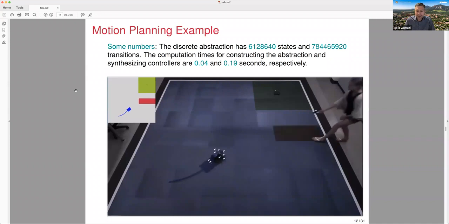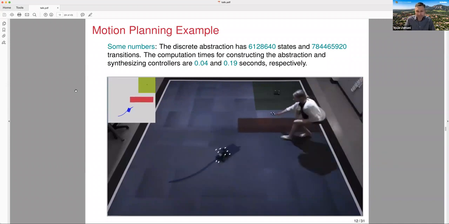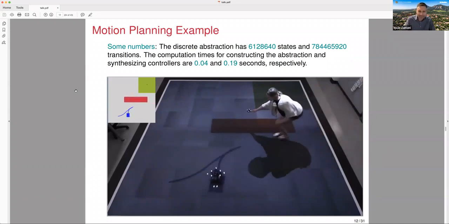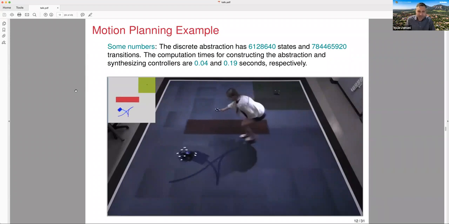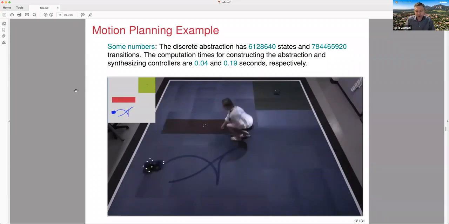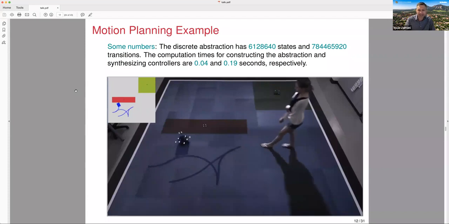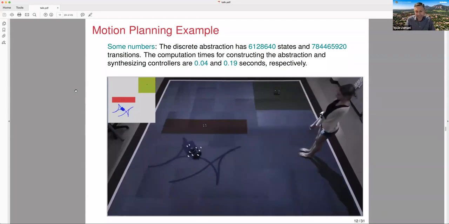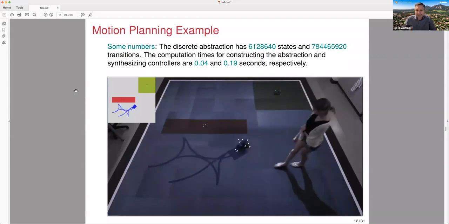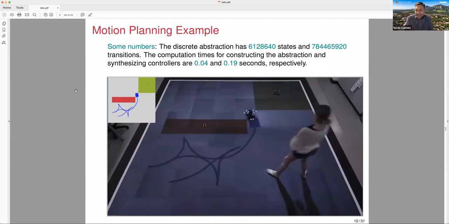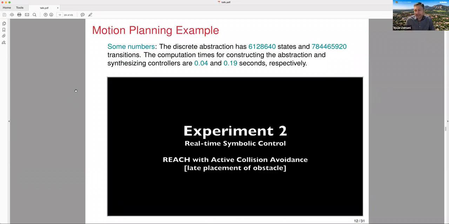So now here, Maddie is trying to make it more complex. She's moving the obstacle and trying to confuse the robot and see if the robot is able to reach the green region. And you see, because the robot is resynthesizing the controller on the fly, and it doesn't take that much time, the robot is successful in reaching the green region.